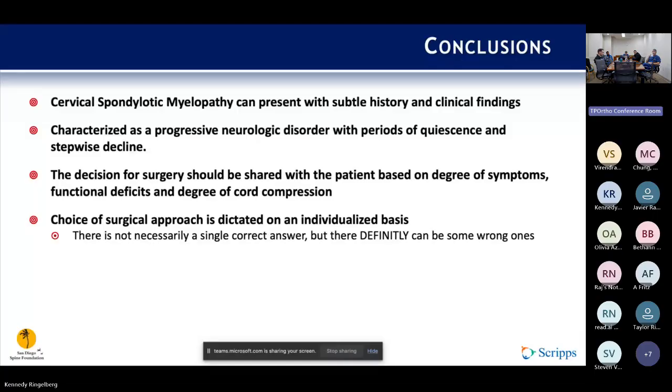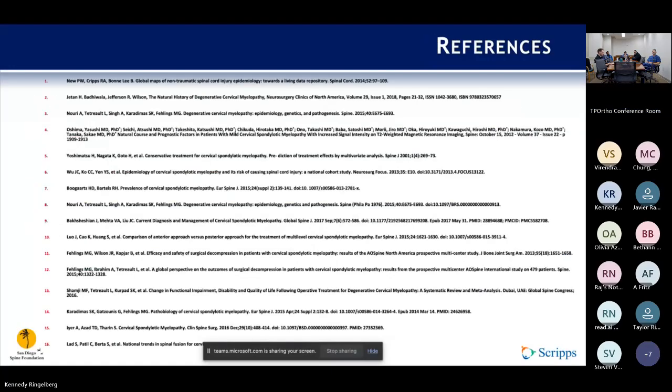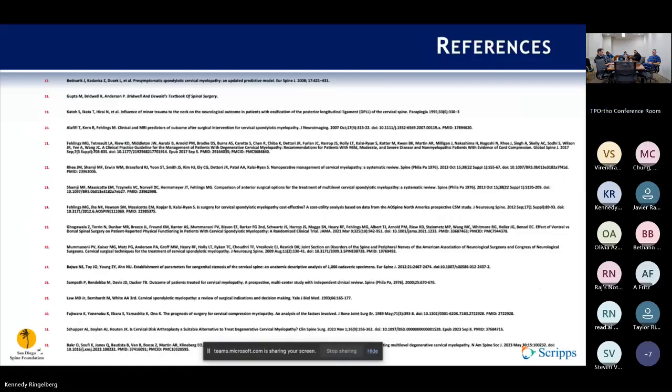And then again, the choice of surgical approach is dictated on a very individualized basis. I would say there's not necessarily a single correct answer for each patient who undergoes surgery for this, but there definitely can be some wrong answers. It's important for us as the treating providers to note when certain strategies are precluded. These are my references, and I'm happy to answer any questions.